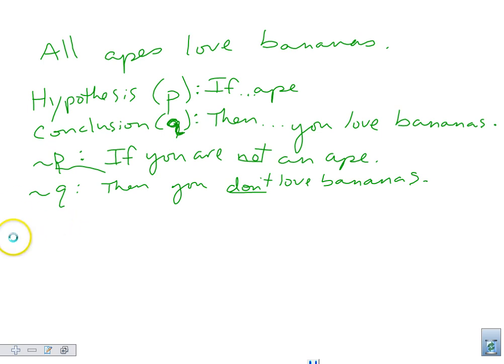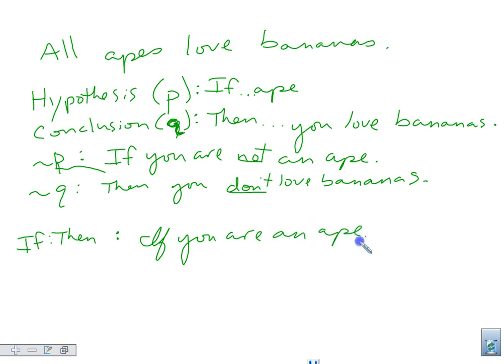Okay, so we could write this in if-then form. If-then form would be if you are an ape, then you love bananas. It's taking a statement and then putting it into a conditional form. So there are two other statements that you have to do the same process for. Go ahead and take care of those on your own. And let's look at that last page.